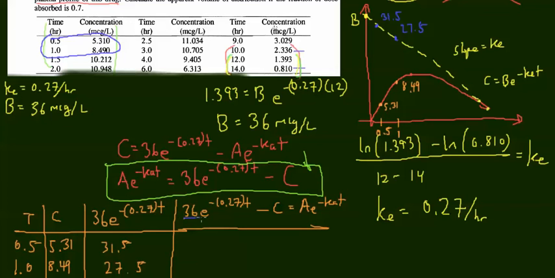So we subtract 31.5 minus C at that time only. You can't subtract 31.5 from 8.49 because that's at different times. You have to do it at the same time. So that's why I like to do this table. It aligns everything up. So we'll do 31.5 minus 5.31, and we get 26.2.